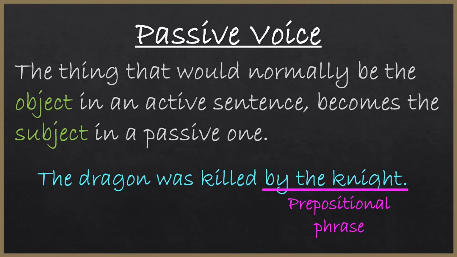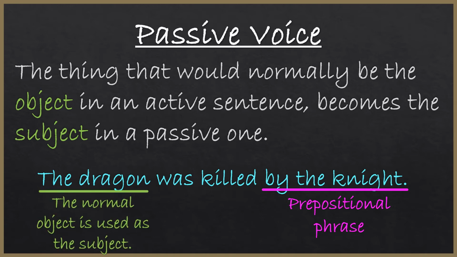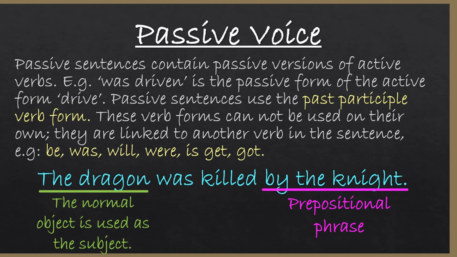The thing that would normally be the object in an active sentence now becomes the subject in a passive one. So in this sentence, the dragon was killed by the knight. The dragon would be the subject. Passive sentences contain passive versions of active verbs. For example, was driven is the passive form of the active form drive.